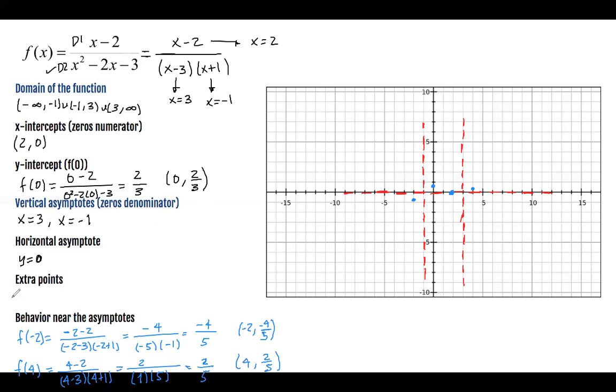So those were our extra points. I'm going to write them over here just to remember them: (4, 4/5), and the other point is (4, 2/5). Now let's deal with the behavior near the asymptotes.